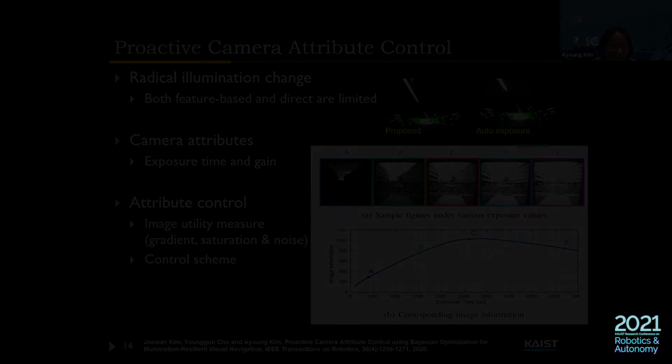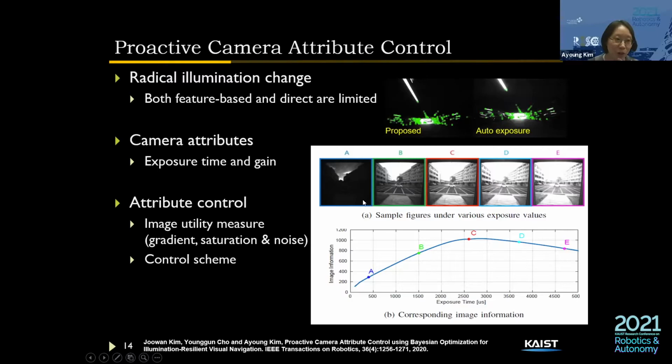But the formulation of this work is actually very simple. We all know if the exposure time is very, very small, you will get a very dark image like this. If the exposure time is too long, you will get a lot of exposure, and then you will have a very bright image like this. As you increase the exposure time, the image changes from A to E. And in other words, this is exposure time. If we can somehow measure the information level, we know the information level will increase and then decrease.